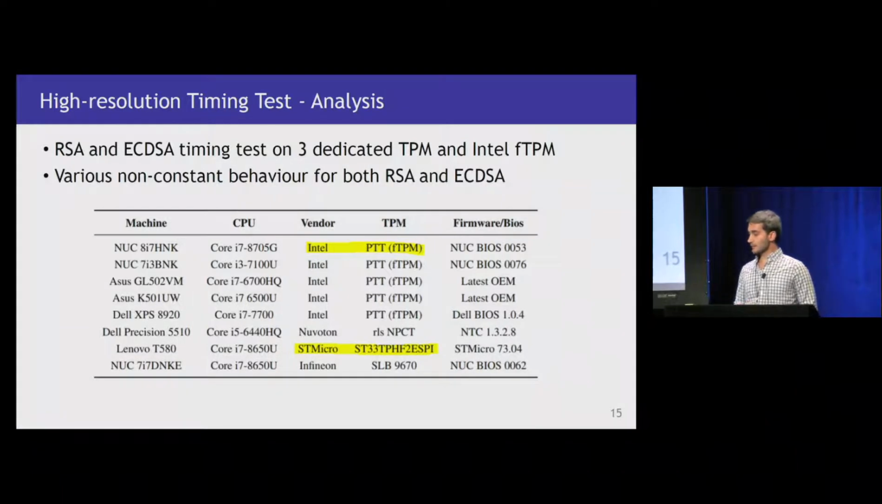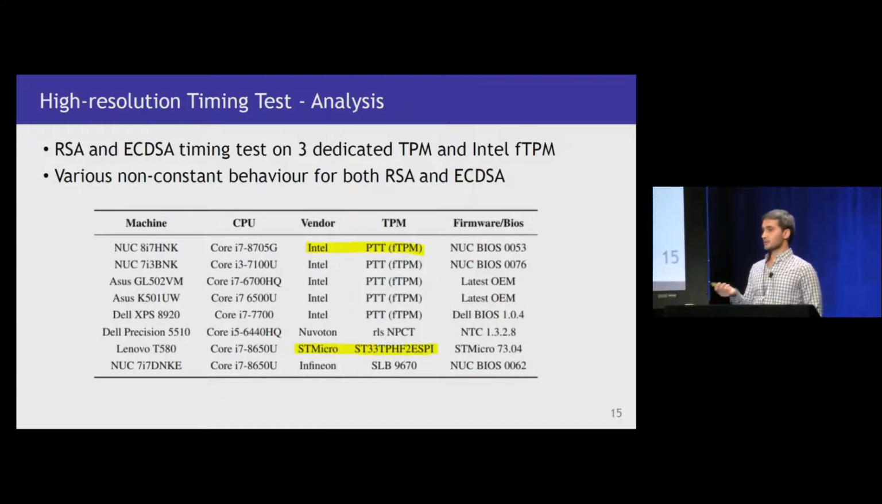We have this tool. We're going to collect some devices in the lab, like desktop computers, some Intel NUC computers, and laptops, and run our tool to see how these devices behave when we do a timing test on public key schemes like RSA and ECDSA. Among these devices, most of them used the Intel fTPM.